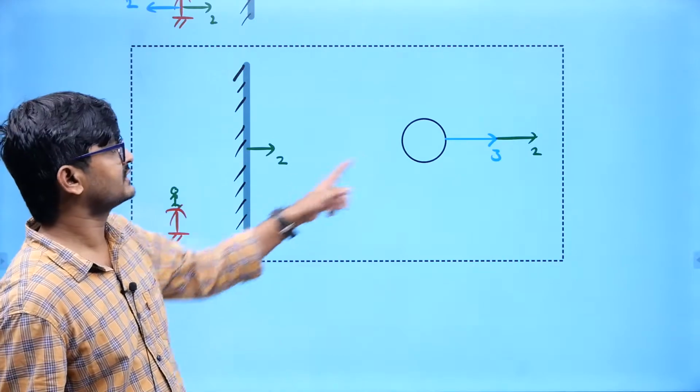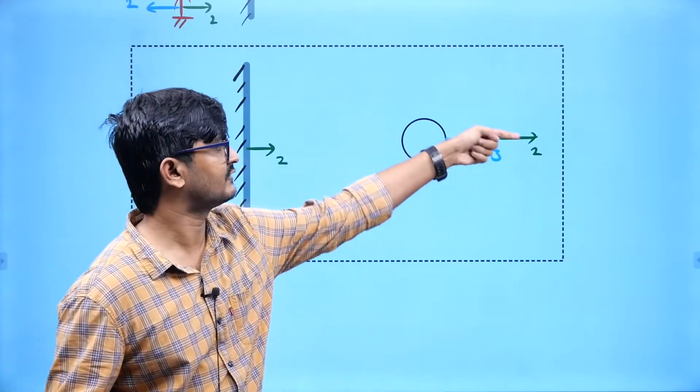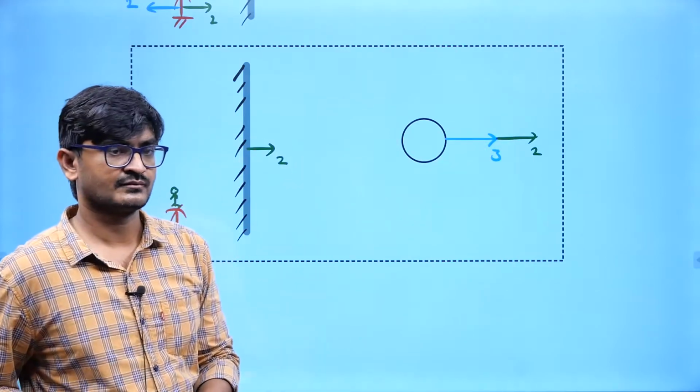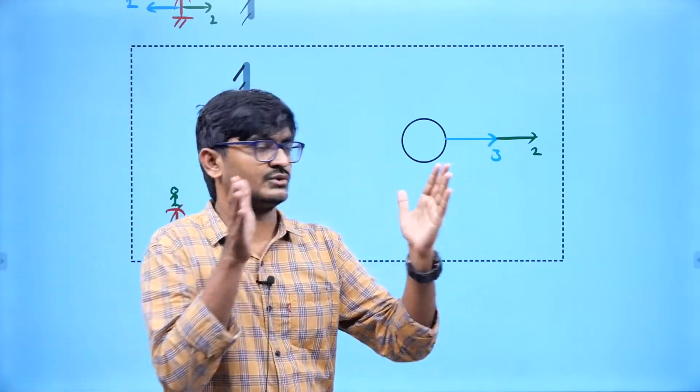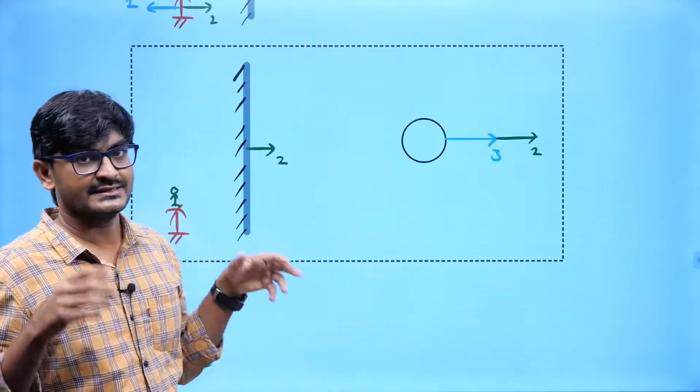Now, what is the velocity of separation between them? You can clearly see the velocity of separation is 3. This is moving with 5, this is moving with 2. So the velocity of separation is 5 minus 2, which is 3, right? So velocity of separation is 3.